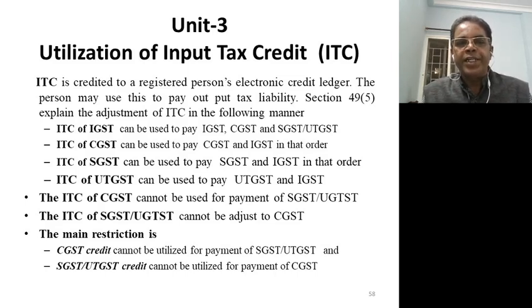ITC is a credit given to a registered dealer, meaning input tax credit. Input tax credit is available on purchases from a registered dealer. Suppose you purchase from the registered dealer for 20,000, you pay GST of 18%, 9% central government, 9% state government.